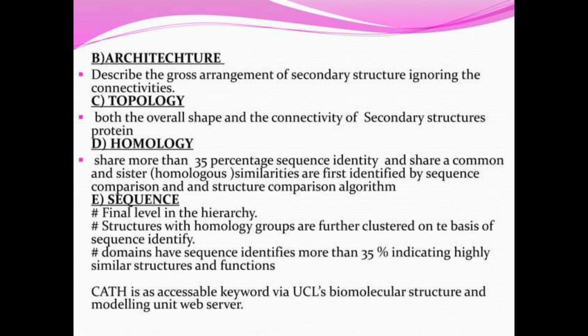Here, 35% sequence identity means the amino acid sequences are similar and they should share a common homologous similarity in the sequence comparison process by the comparison algorithm. And the last one is sequence, the final level in the hierarchy. The structures with homology groups are further clustered on the basis of sequence identity, where we have sequence identities of more than 35% similarity in structure and function by this CATH.